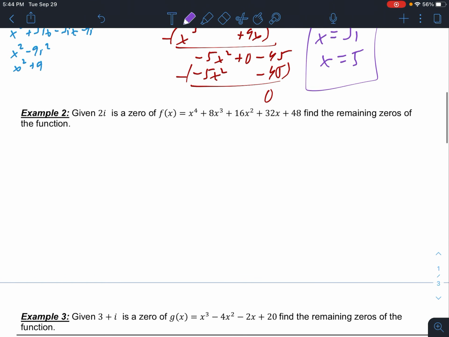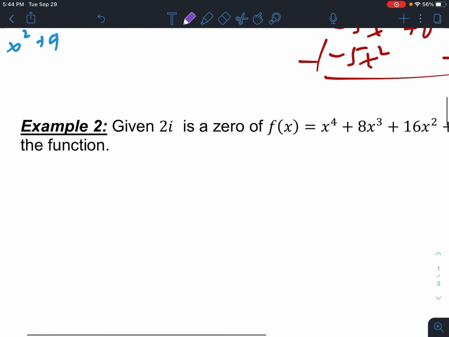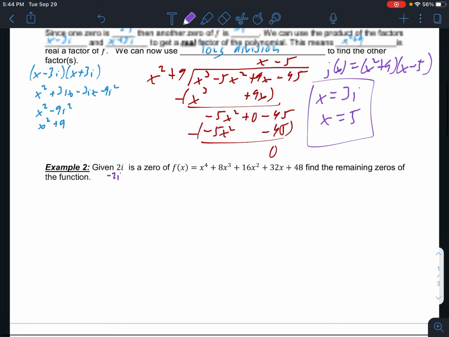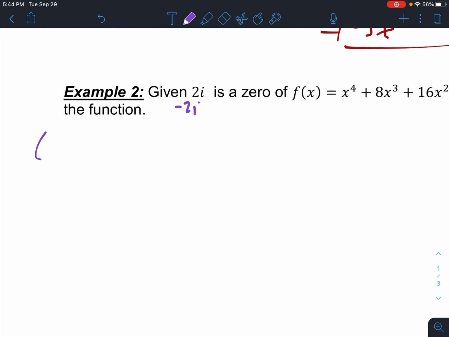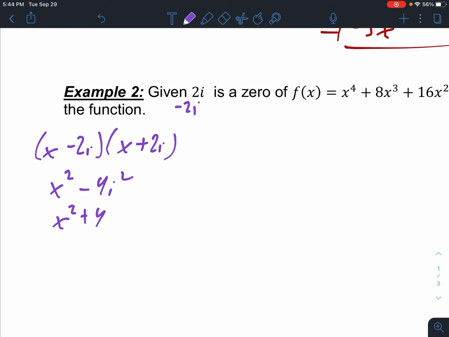Let's take a look at example 2. Given 2i is a 0, that also means negative 2i is a 0 of f of x. Find the remaining zeros. All right, so we have x minus 2i and x plus 2i. Distributing that, we get x squared. Again, the middle terms will cancel, so we're left with x squared plus 4.